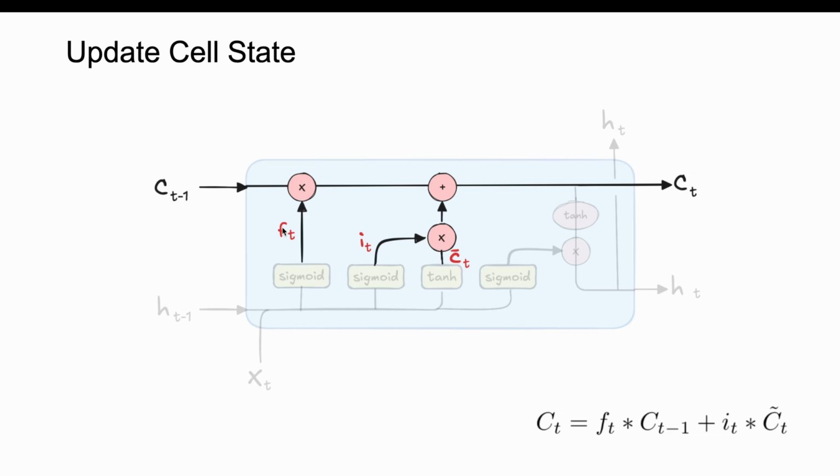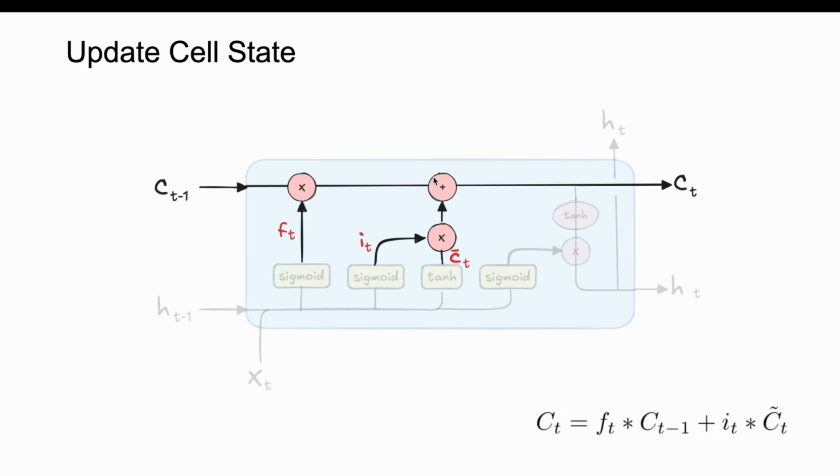So when we do a pointwise multiplication of the vectors ft and Ct minus 1, wherever we have 0 in vector ft, the value in the corresponding position after multiplication will become 0. That means we'll forget that information. And wherever we have 1, we'll keep the value as it is.